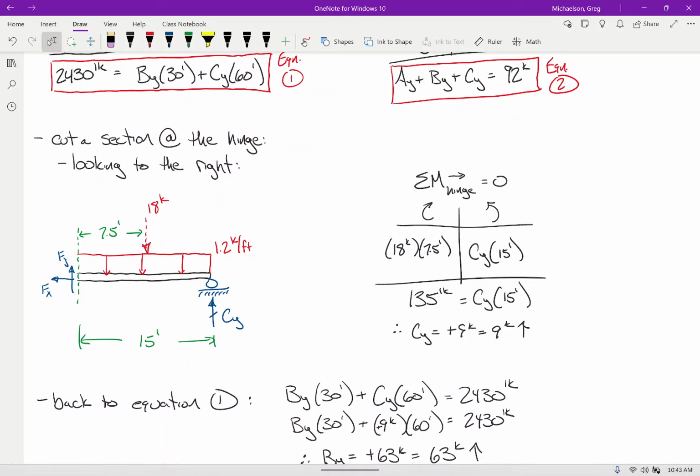And then oftentimes we actually want to know what that moment is. So, beyond just the purely analytical concepts, we need to know what that moment is to be able to design the beam, to figure out whether the beam needs to be made out of steel or concrete or popsicle sticks and how deep it needs to be and all that jazz.